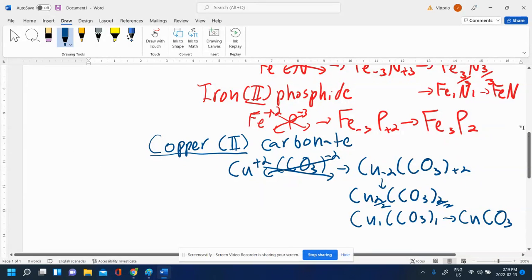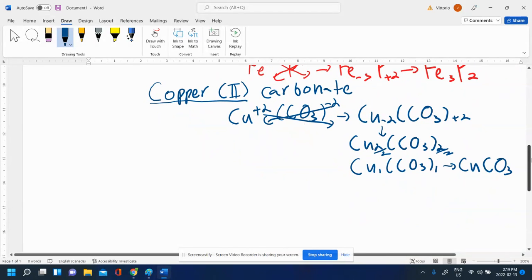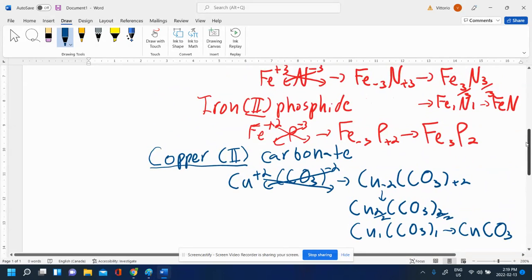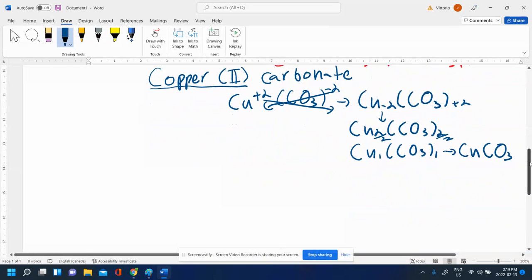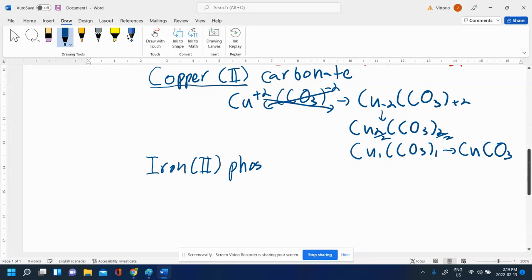So the only difference is that you have these Roman numerals in the names, and they're actually very helpful. They tell you what the charge of the multivalent element is, and you can use that to do your crisscross technique to find your formula. We'll do one more example together. Let's do iron(II) phosphate.